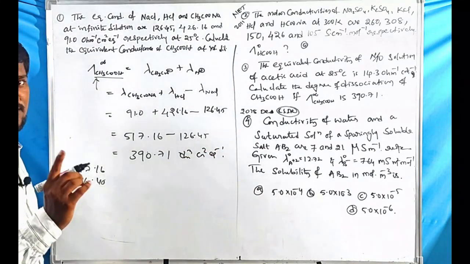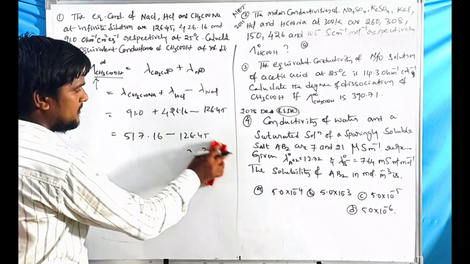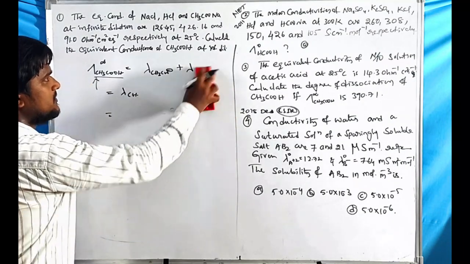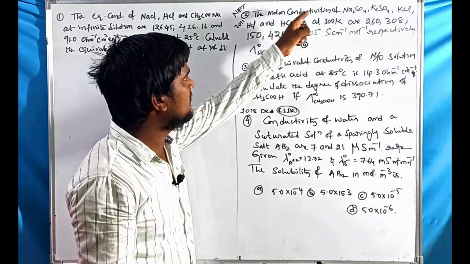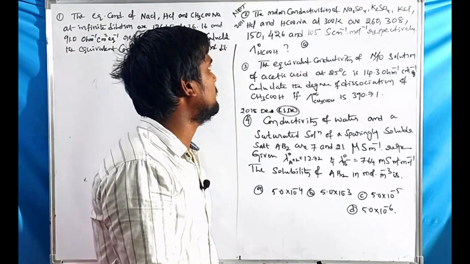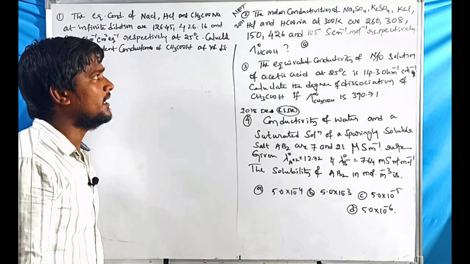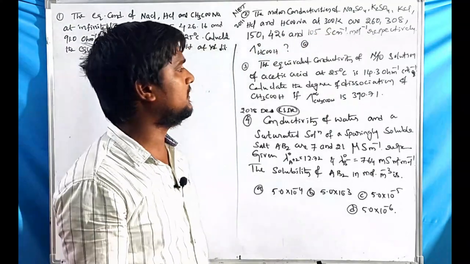So this is the first problem, a very easy problem. Now we will solve the second question, a NEET 2011 question. The question is: the molar conductivities of Na2SO4 sodium sulfate, potassium chloride, hydrogen chloride as well as sodium formate at 300 kelvin are given.